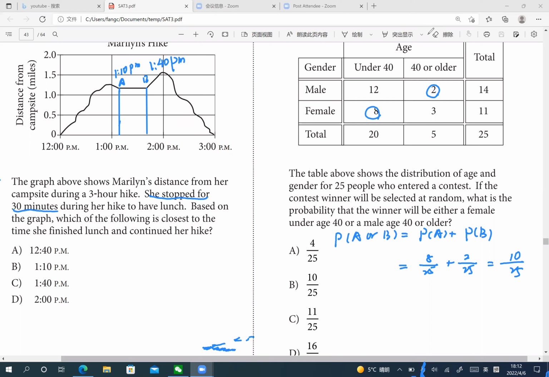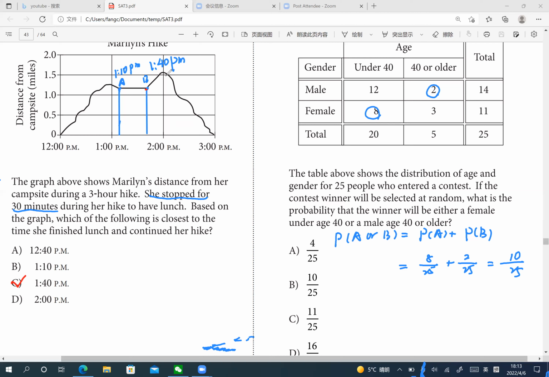From the graph above, we can tell during the time from A to B, the graph stays constant, which means during that 30 minutes, she stopped for lunch. And point A represented the time that she stopped and began her lunch. And point B represented the time she finished lunch and continued her hike. So we should choose option C, because the x-coordinate of B is about 1:40 p.m.